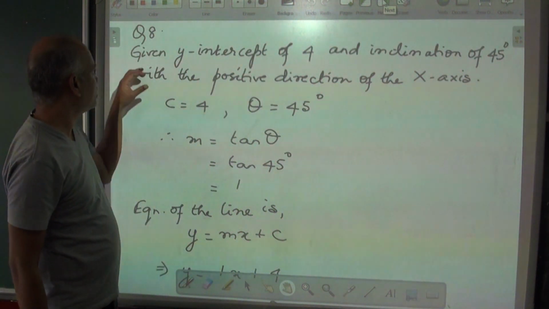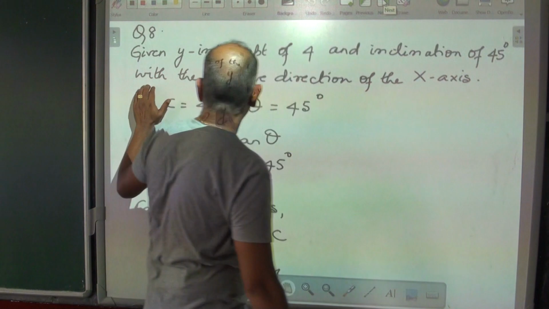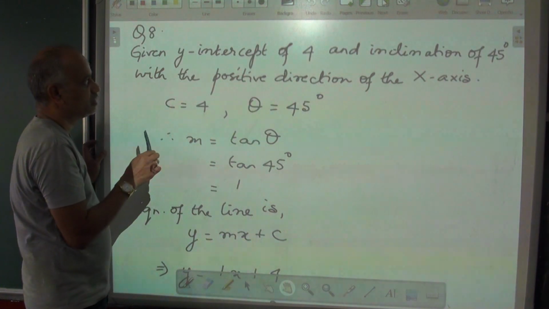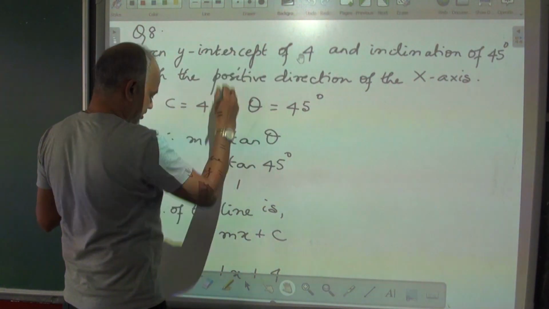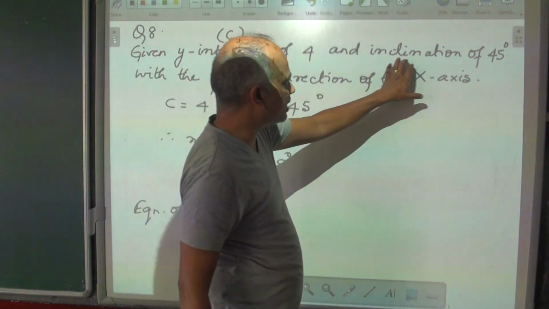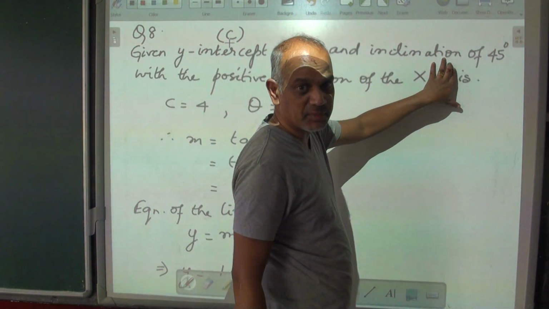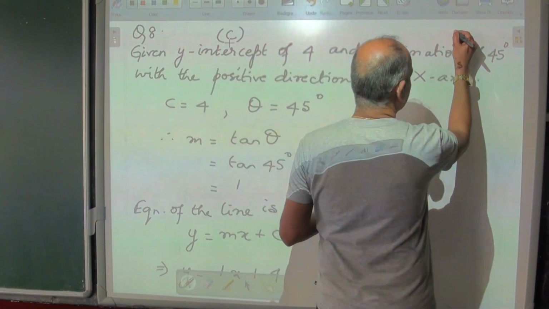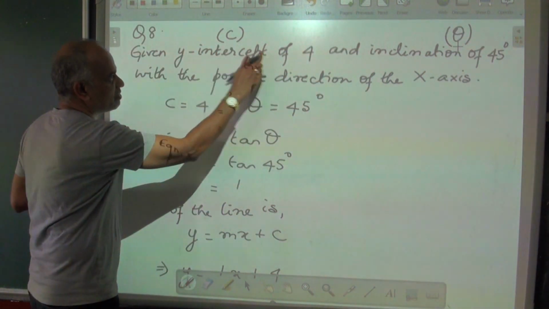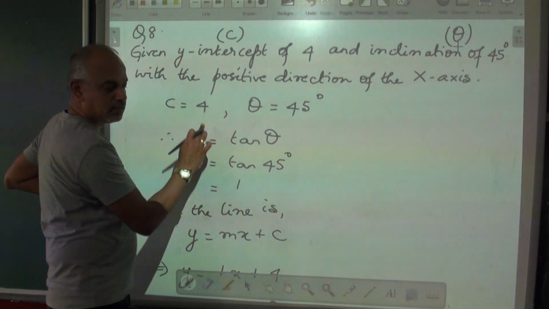Next is question 8. Given y-intercept of 4 and inclination of 45 degrees with the positive direction of the x-axis. You have to find the equation. If y-intercept is 4, which means c's value is 4. C is 4. And inclination of 45 degrees with the positive direction of the x-axis. Inclination means the angle made on the positive direction, which means this is theta's value is 45 degrees. So c's value is 4, theta value is 45. Okay. So you know c, you know theta.